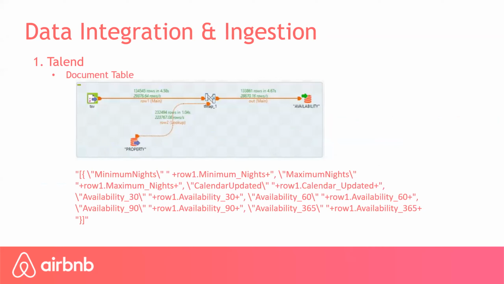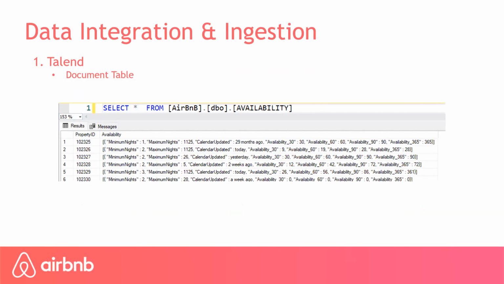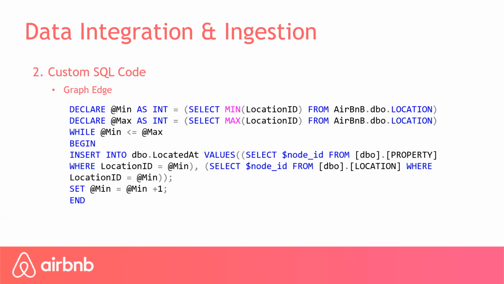Moving on to the document table, we had a single XLSX file that had multiple rows that we needed to load as JSON because we couldn't get the JSON source file. So this was the code that was used to go ahead and concatenate all the rows in a way so that it loads as a JSON file. This is how our availability table looks in the document table.